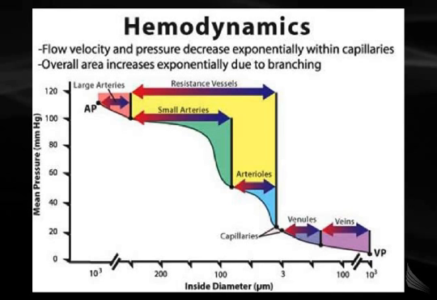The venules and veins, though they have a larger inside diameter, actually have a smaller mean pressure, as you can see from this graph. The venules have an inside diameter between 3 and 50 micrometers, and veins have an inside diameter of approximately 100 to 1,000 micrometers.